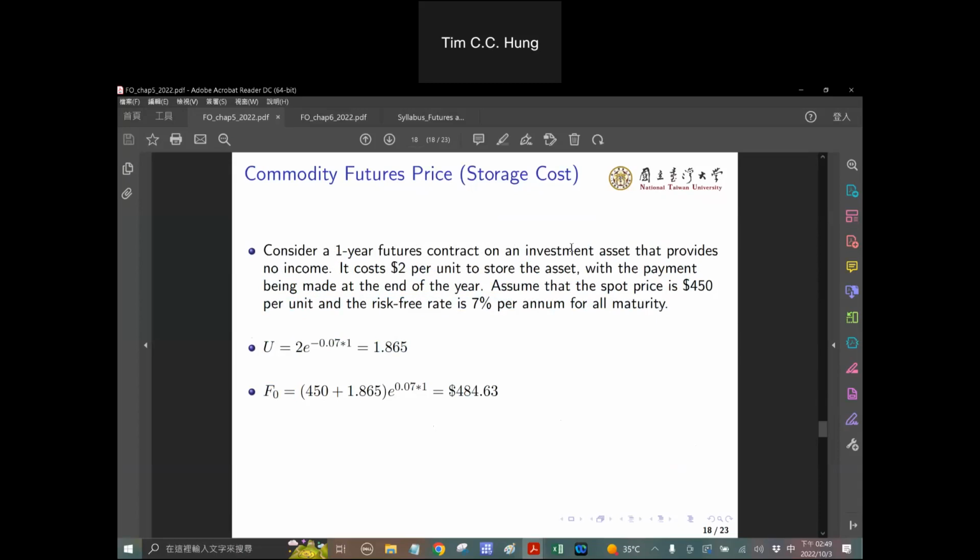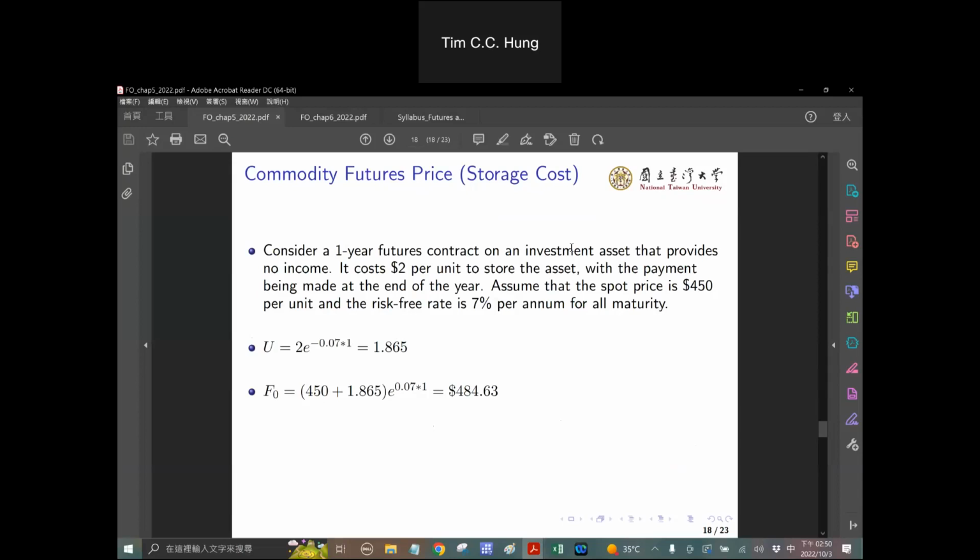So think about it as crude oil. Suppose it's crude oil and you need to prepare for this crude oil. You need some physical space to store these barrels of crude oil. So you need to pay some rent to rent some garage to hold this crude oil. Suppose it costs, like in this example, $2 per unit to store the asset, and the payments are going to be made at the end of the year.